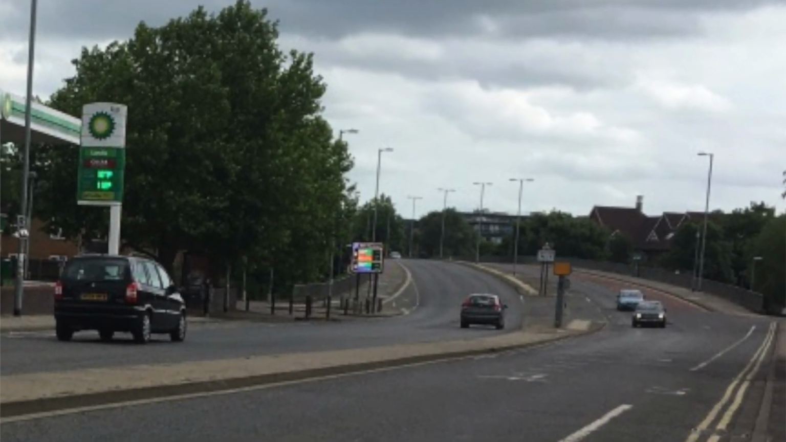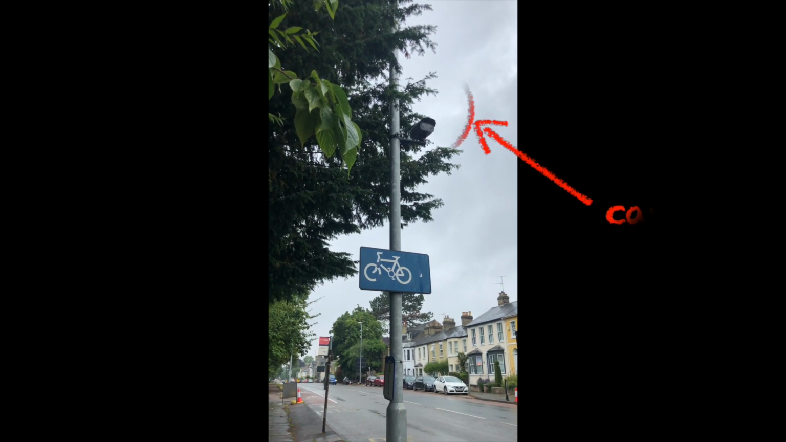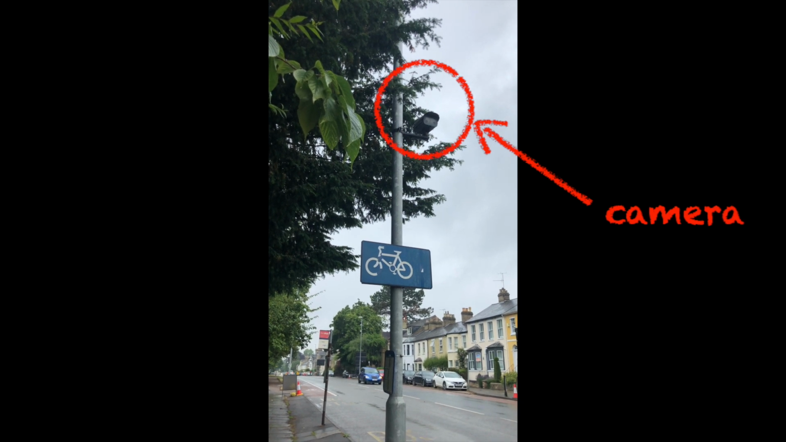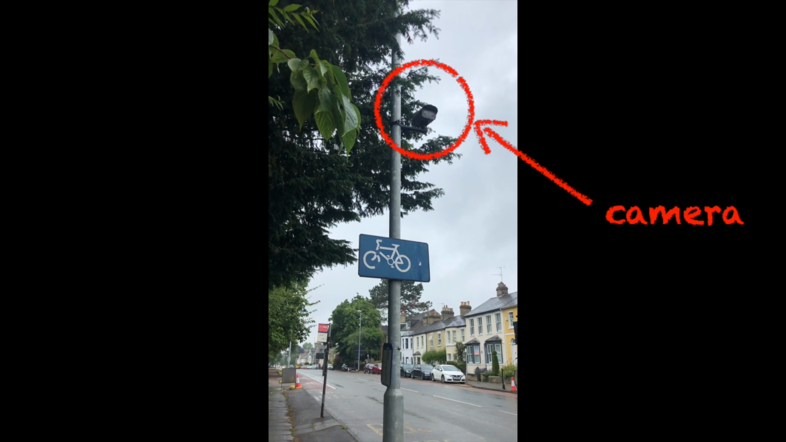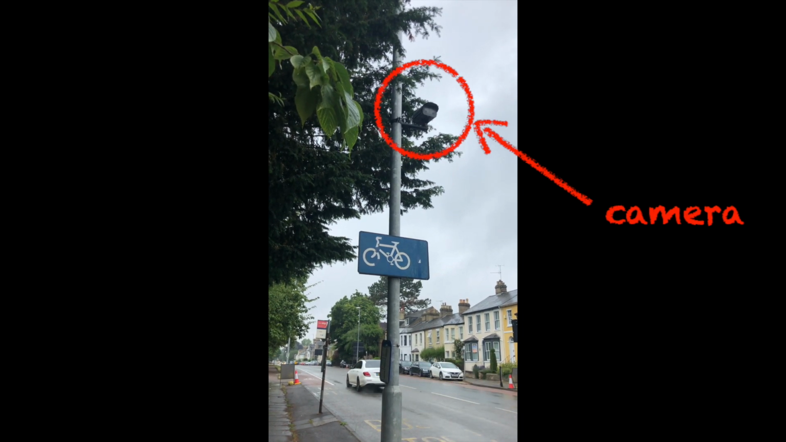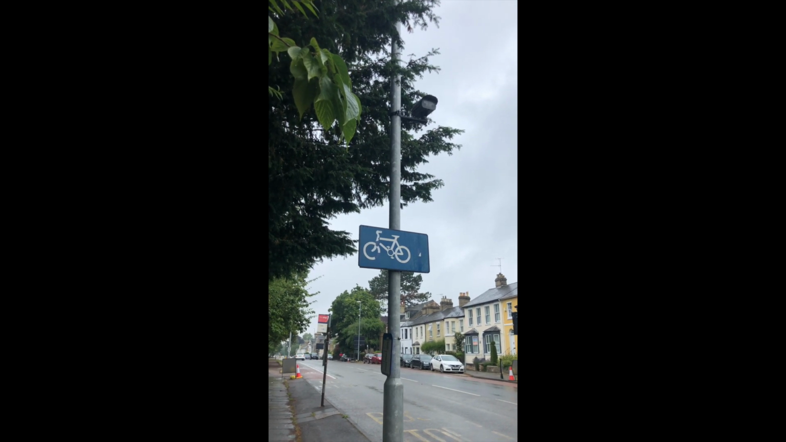Now, the final thing we're going to look at is how this data was gathered. So how do we manage to measure the number of cars and trucks and people walking along the roads? Should we find that out? Cameras like this one up here watch the roads, and then a computer identifies the cars or buses or people that are walking up and down the street and then counts them.